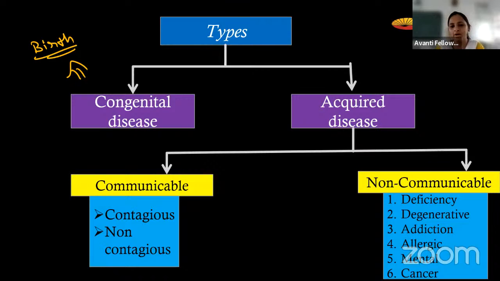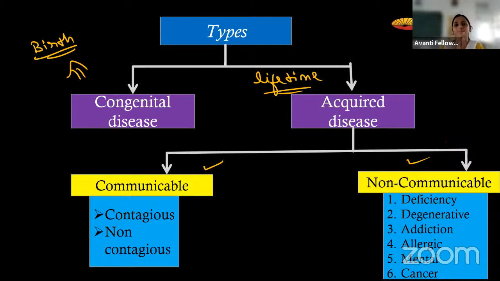And what do you mean by acquired disease? Acquired disease means you acquire it in your lifetime, after birth. Whichever disease you are going to get after birth, we call it an acquired disease. In the acquired disease also there are two types: one is communicable disease, another one is non-communicable disease.